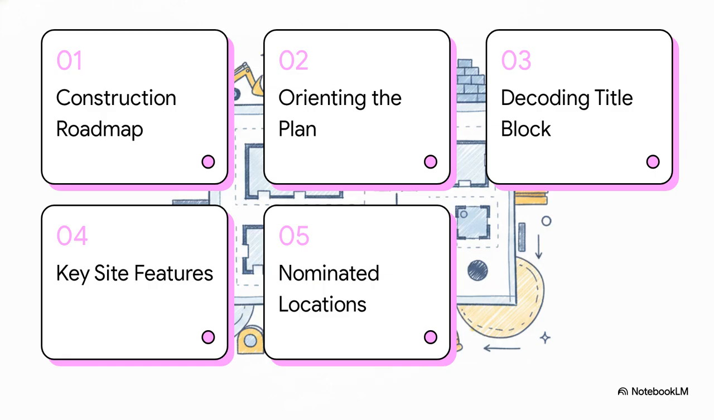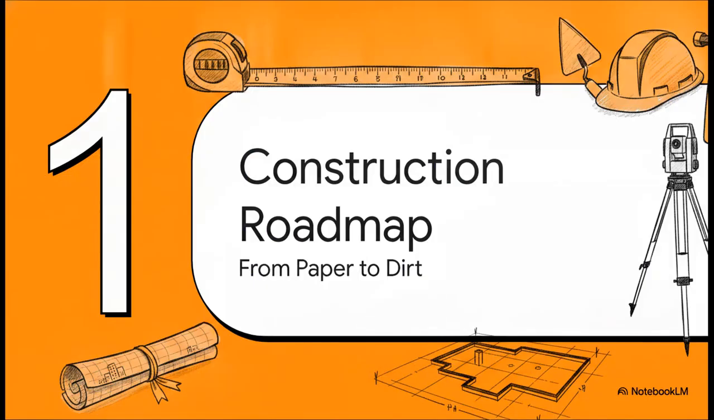Here is our agenda for today. 1. The construction roadmap. 2. Orienting the site plan. 3. Decoding the title block. 4. Identifying key site features. And 5. Pinpointing nominated locations. Starting off with Section 1, the construction roadmap, from paper to dirt.